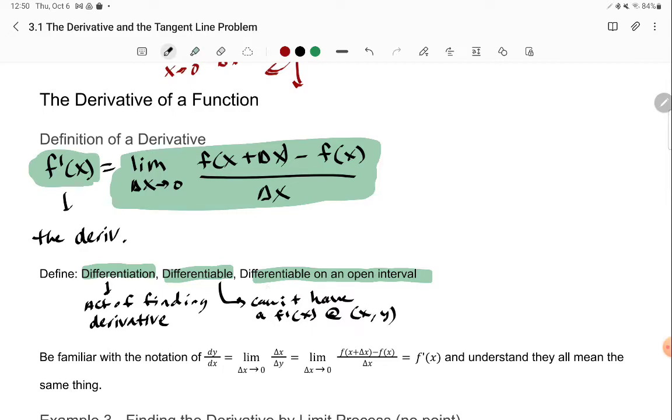And then differentiable on an open interval. So sometimes that's given to us, you know, either a to b, whatever that might be. It could be from negative infinity to infinity. It just really depends. So you have to be careful. Sometimes you're asked specifically to look for intervals.